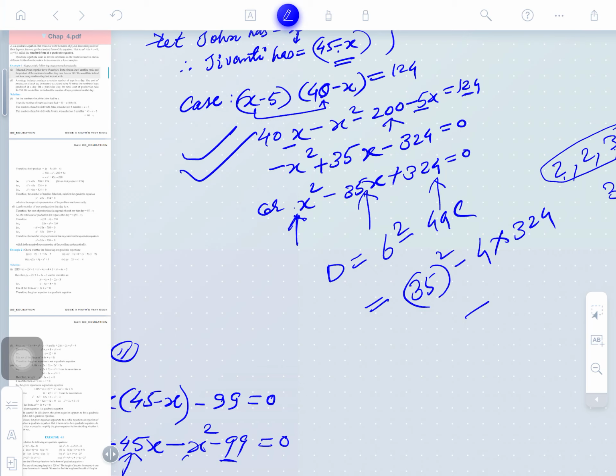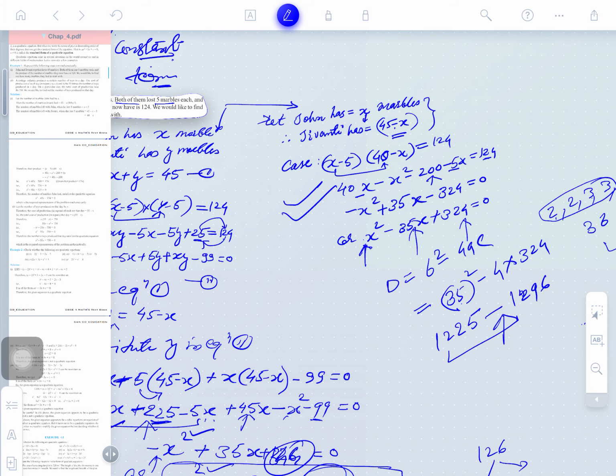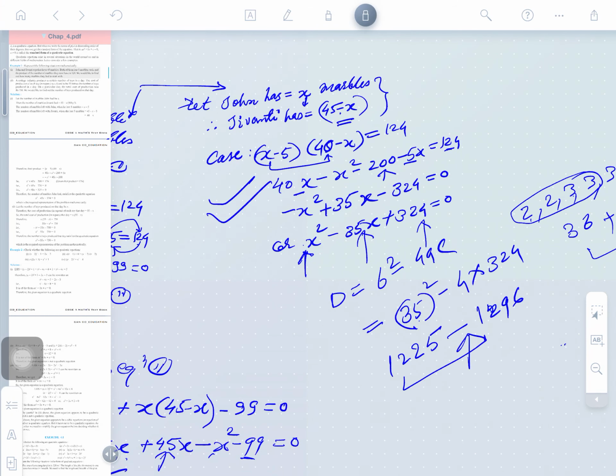So 3 4s are 12, 1200 and 1296. And 5 5s are 25, carry 5, 5 3s are 15, 32, 3 3s are 9, 3 is 12. Look, its negative is coming here. So there is some mistake, I think. Something mistake I have done in the question. Check what the mistake is.